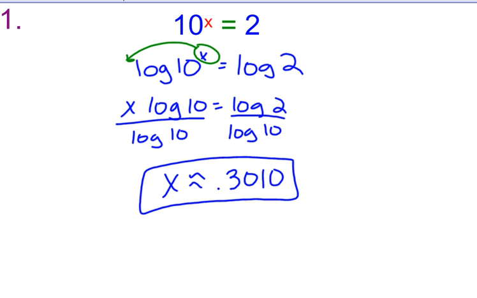The point of this is that we can't make them the same base. So we need to take a log to both sides, just like we multiply both sides by 2 to get rid of fractions. Same idea. We're doing something to both sides to help us solve this problem.